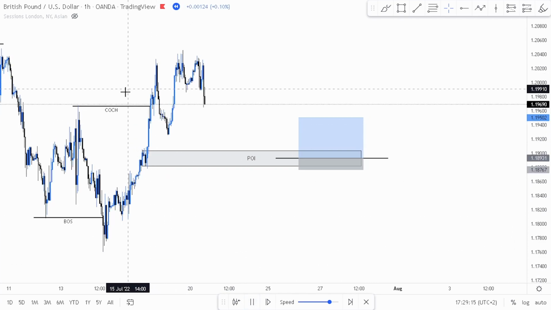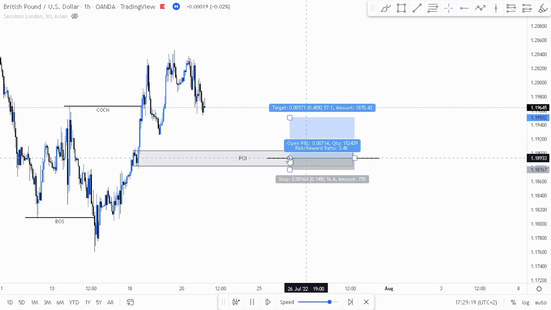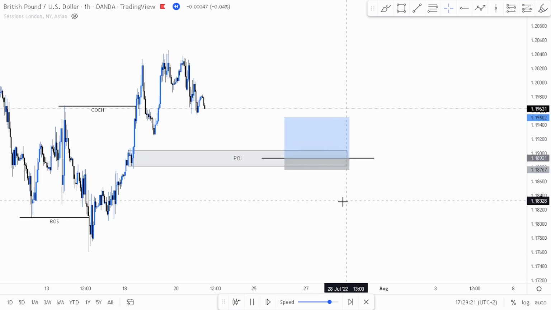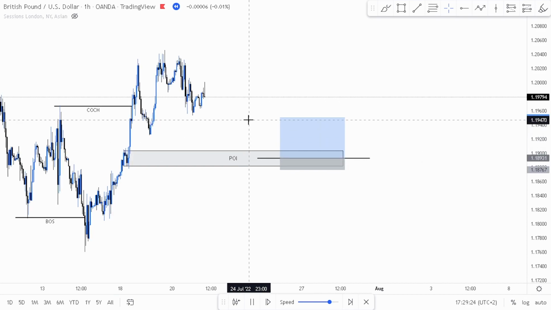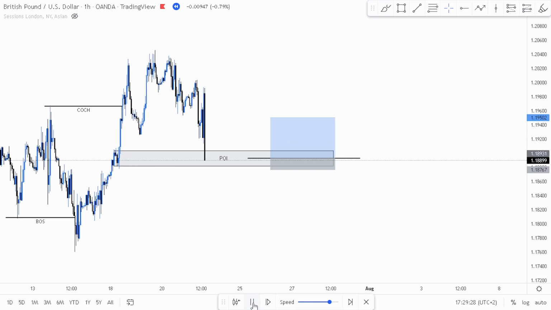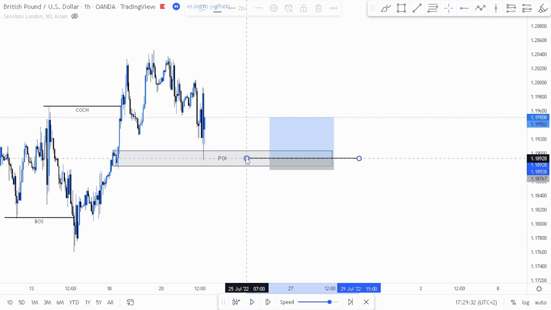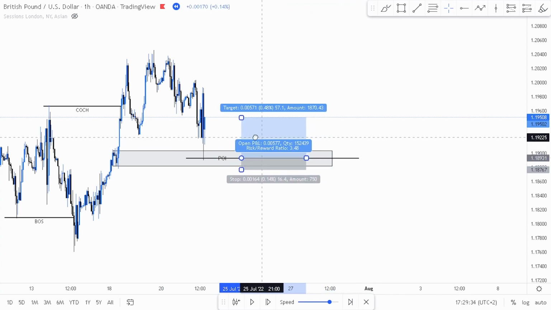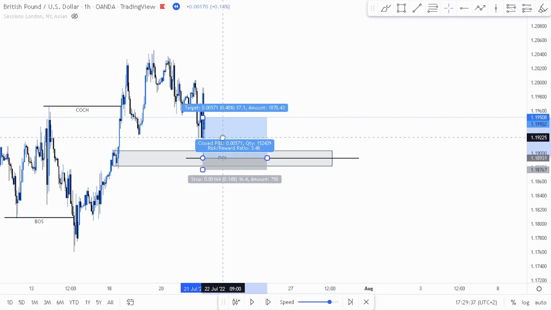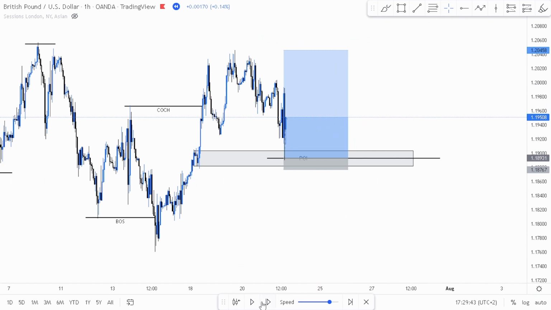So yeah, we've broken above our previous lower high, and I did explain how we would be looking to enter at our point of interest. So let us see what goes on. So guys, as you can see, if we drag this, we would be triggered into the trade right over here, and would be targeting our previous highs. So let's let price continue.